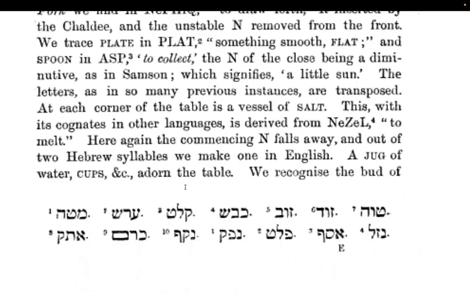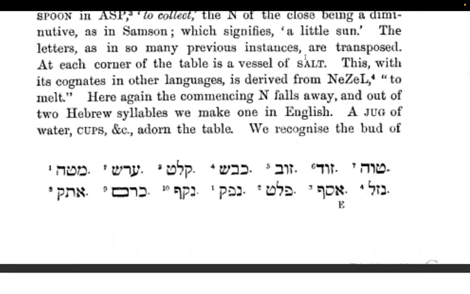At each corner of the table is a vessel of salt. This, with its cognates in other languages, is derived from nazel, to melt. And nazel, salt melts the snow, so that's an interesting thing. Here again, it melts in your mouth when you eat it, right? But here again, the commencing N falls away, and out of two Hebrew syllables we make one in English.